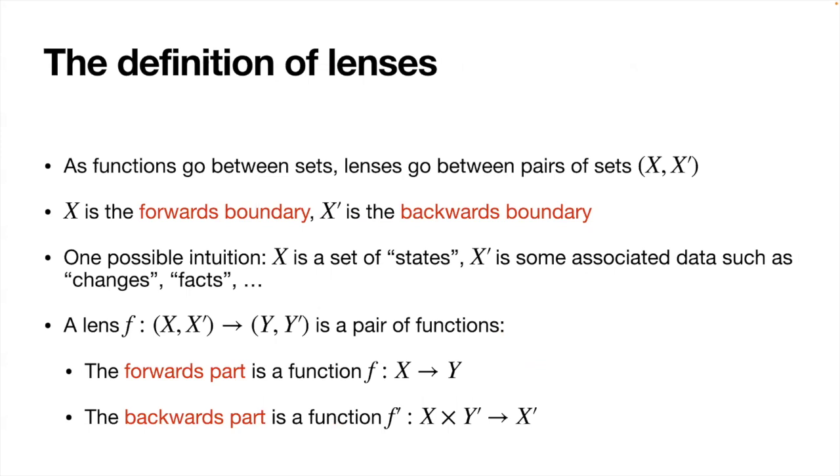There are several different useful intuitions for these things. This is part of the reason why it's difficult, and part of the reason that mathematical abstraction helps, because it removes you from individual intuitions. But one possible intuition is that the forward boundaries are some kind of sets of states, and the backwards boundaries are some kind of associated data, like maybe changes to those states or facts about those states. Now, here's the definition of a lens.